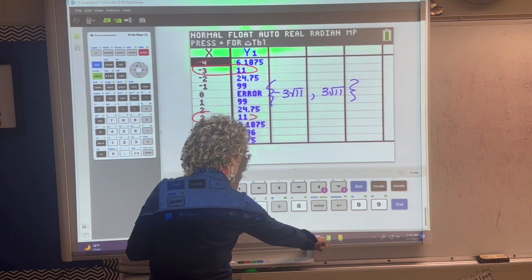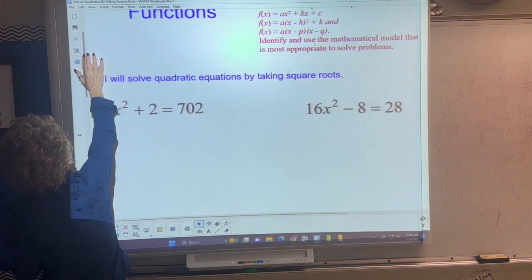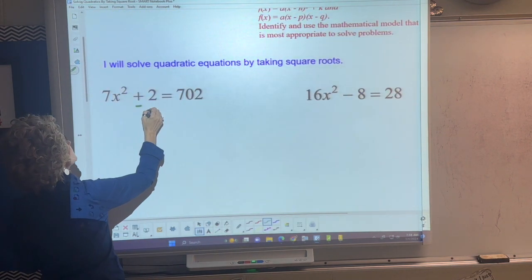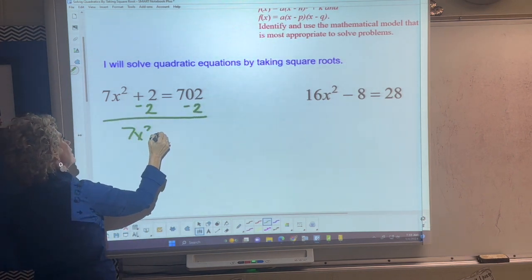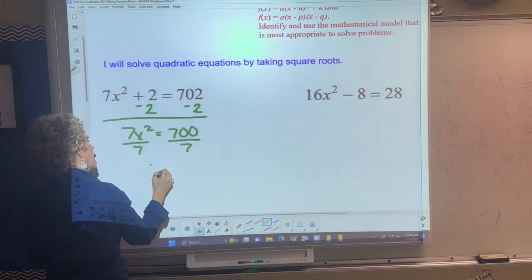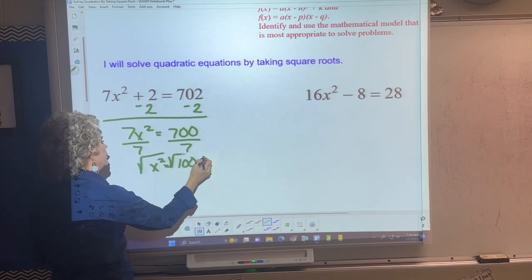Let's go back here. We're working our way backwards. Okay, we're going to do this one. Again, we're going to subtract 2 from both sides. 7x squared equals 700. Divide both sides by 7. X squared equals 100. Take the square root.